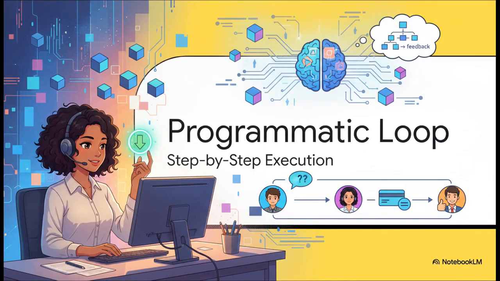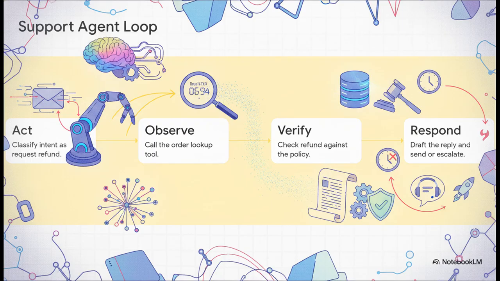Okay, part 3, inside the programmatic loop. Let's make this concrete. Imagine a customer support agent trying to process a refund. This step-by-step loop perfectly illustrates the ReAct primitive. Reason, act, observe, repeat. A customer message comes in. The harness forces the model to act by classifying what the customer wants. Then it observes the result by, say, using an order lookup tool. Next, it verifies that data against the company refund policy. Every single step feeds into the next one.